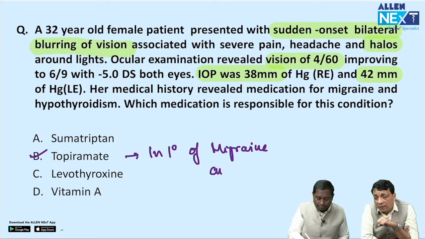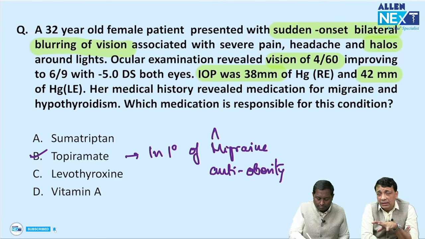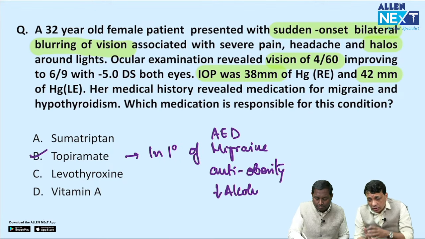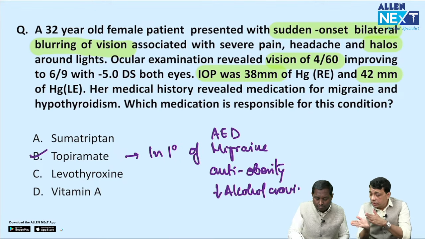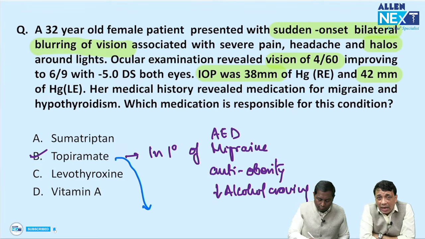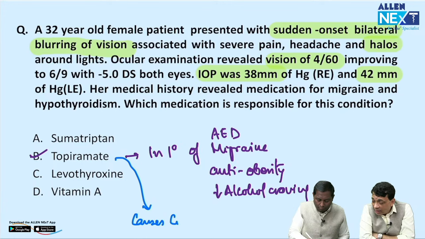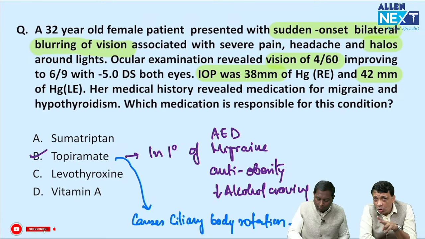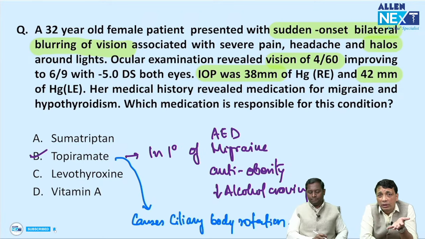It's a very well known fact, and you must remember this in your MCQ examinations, because the mechanism exactly is that topiramate causes ciliary body edema, and it rotates forward and blocks the angle. So it's a kind of acute angle closure glaucoma. And the clue is that it's usually bilateral. It may occur unilateral, but bilateral acute angle closure glaucoma is always pharmacological. It cannot be normal. Okay.